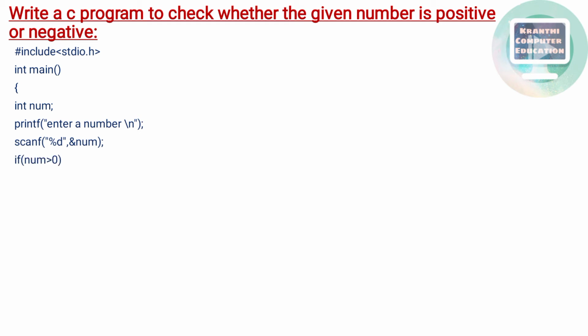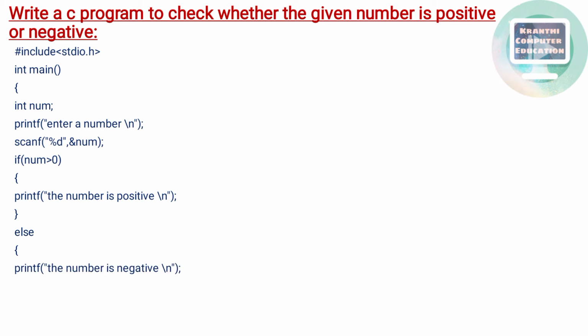Next we are directly writing the if condition. If the condition is num > 0, opening brace, if num is greater than 0, then we are going to print "the number is positive". That's why we have to write the printf statement like this. Next the if block is closed. Next the else keyword, else opening brace. Next the printf function which is used to print "the number is negative". The else block is closed, return 0, and then the main function is closed.